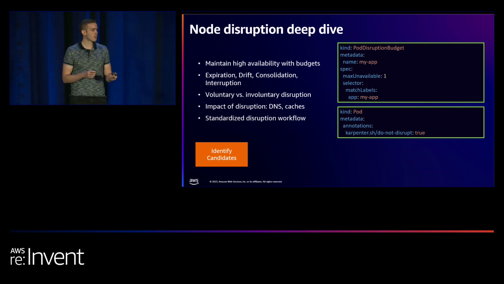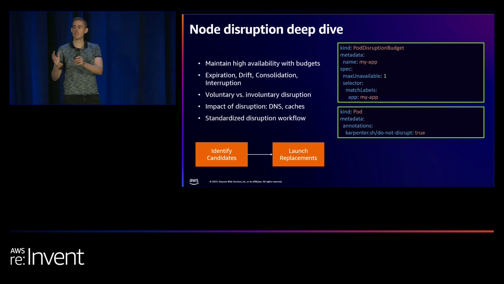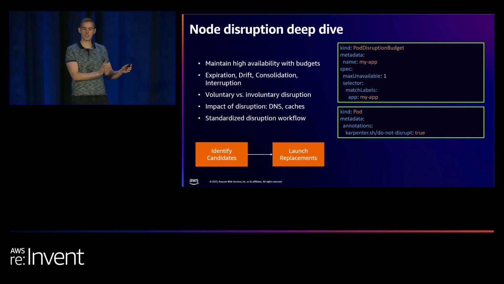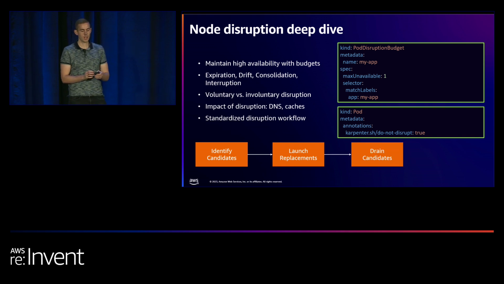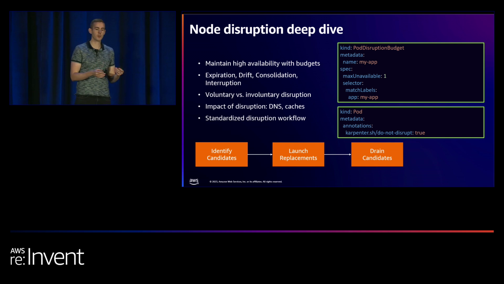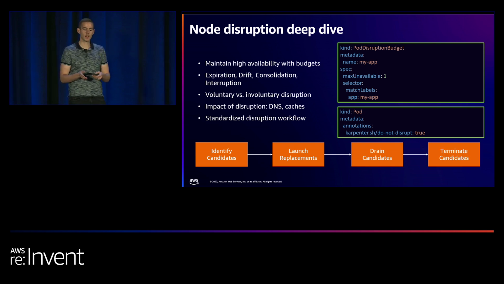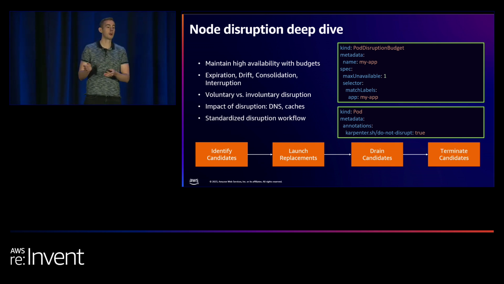There's a standard disruption workflow. The first thing that we do is we identify candidates. We'll talk about some of those methods later. We launch replacements, so we want to minimize disruption. We want to make sure that replacement capacity is available before we terminate the instances. Once those replacements are launched, we drain the candidates that we identified earlier by moving the pods, respecting the pod disruption budgets, using the evict API, and then finally, when those candidates have been drained, we terminate them.